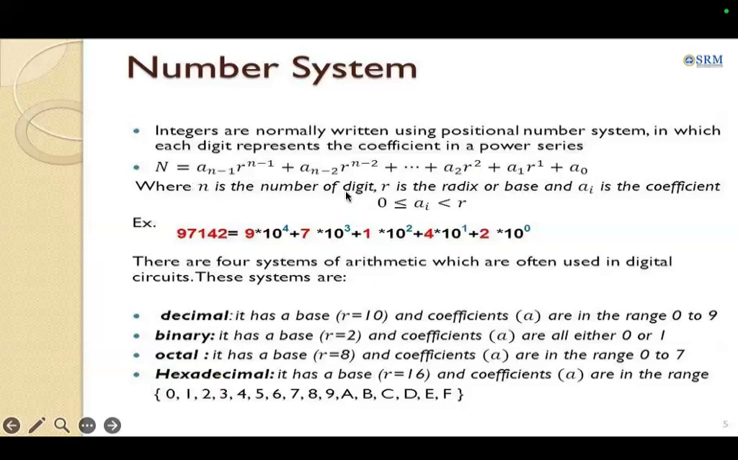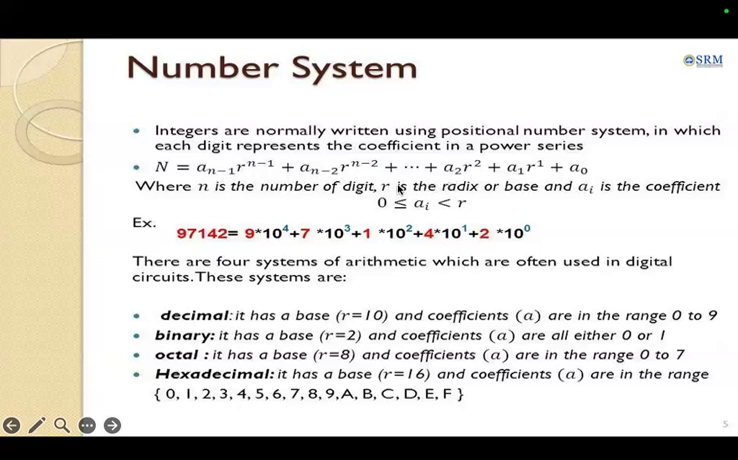Any number system can be represented starting from r power n minus 1, and each power is multiplied by its coefficient. The coefficient is denoted a(n-1), so it is a(n-1) into r^(n-1), plus a(n-2) r^(n-2), and so on down to a_0, with a_1 r^1, a_2 r^2 in between. Positional values are represented by using this structure.